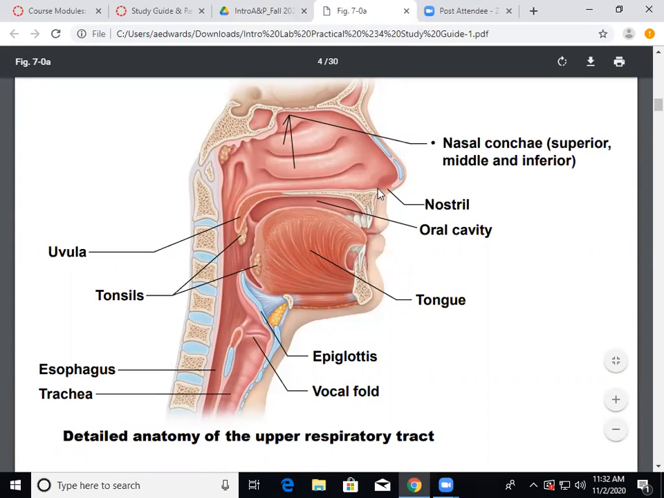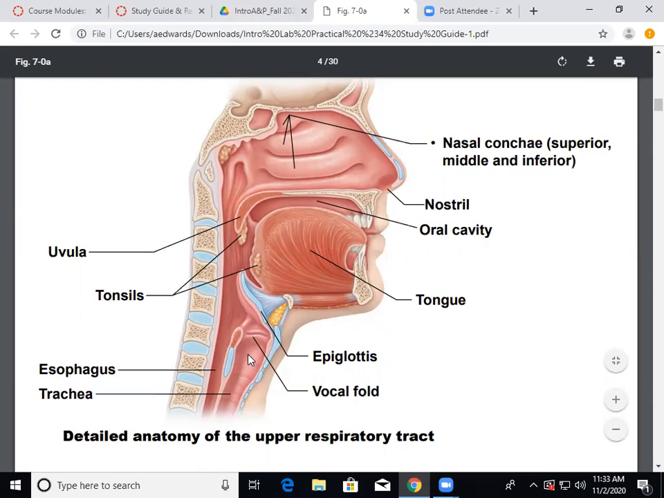Again, here's your nostril. Here's your oral cavity. The big muscle is your tongue. The flap in the back of your mouth is your uvula. And then you've got the tonsils. Some of you may have had those removed by a dentist growing up or with your kids. This flap down here is the epiglottis. This flap here is the vocal fold, which helps make your voice resonate.